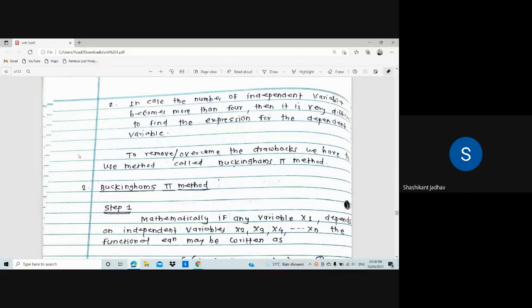ओके, रिलीज मेथड मध्ये हे काही जे काही ड्रॉबॅक होते ते रिमूव्ह करण्यासाठी आपल्याला कुठली मेथड यूज करायचं, वी हॅव टू यूज दी बकिंगहॅम्स पाय मेथड. ओके, दॅट मेथड इज नथिंग बट बकिंगहॅम्स पाय मेथड.